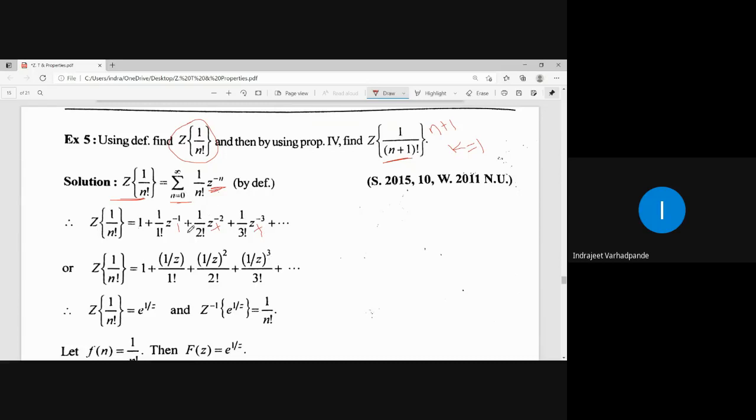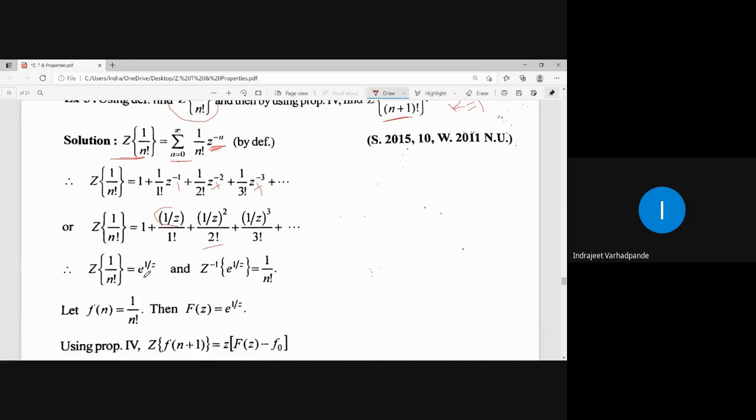Take it to the numerator. So 1 plus 1 by z plus 1 by z whole square upon 2 factorial plus 1 by z whole cube upon 3 factorial. If you see, this is the expansion for the exponential term. So e to the power x has the expansion 1 plus x upon 1 factorial plus x square upon 2 factorial and so on. Here, in place of x, what is there? 1 by z. So in place of e to the power x, we write e to the power 1 by z. So as per the definition, what answer have you calculated for z transform of 1 upon n factorial? It is e to the power 1 by z.